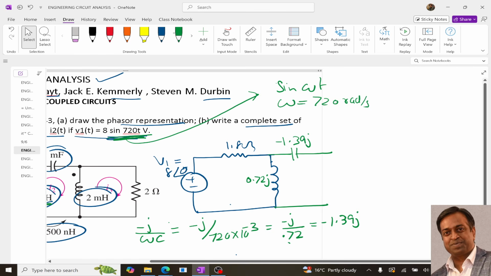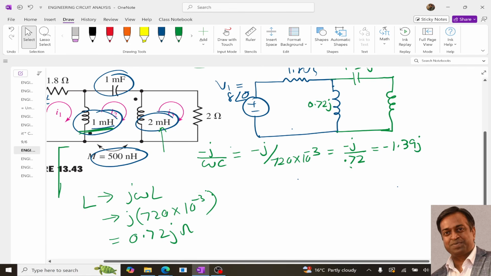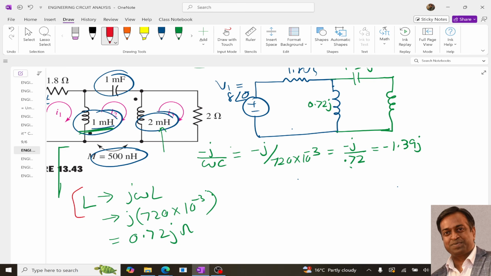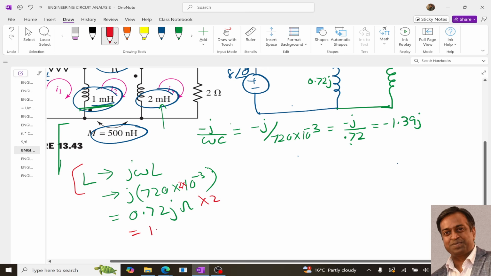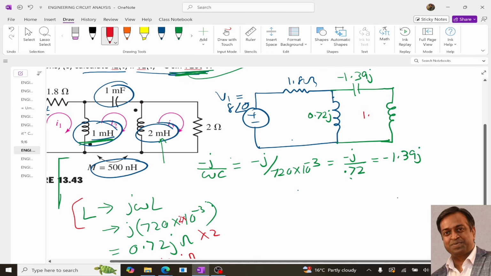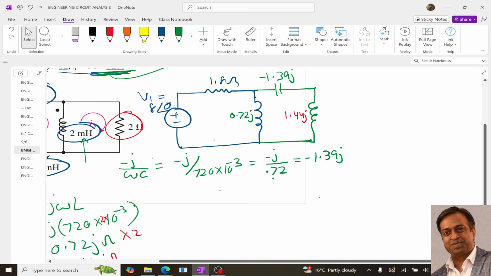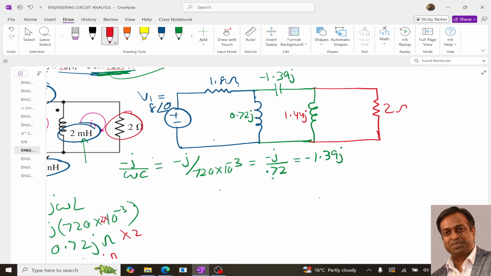After this we have one inductor, and this inductor is 2 millihenry. Again we know this, so over here L is 2 milli, so overall it will be 1.44 j, from j omega L. So it is 1.44 j, right? And the next is this, so we will put this 2 ohms, so all are ohms, right?